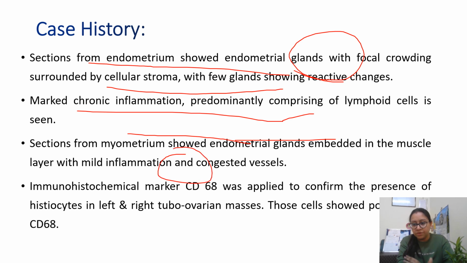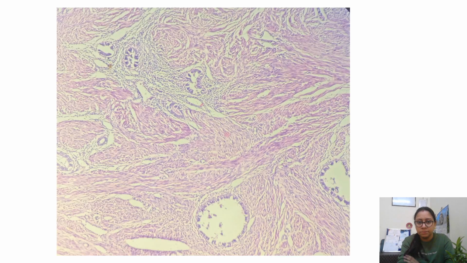We also applied the CD68 marker. Though the histology was very obvious, we applied CD68 in the sheets of histiocytes, and it came out to be very beautifully positive in both left and right ovarian masses. This was the section showing the endometrium.